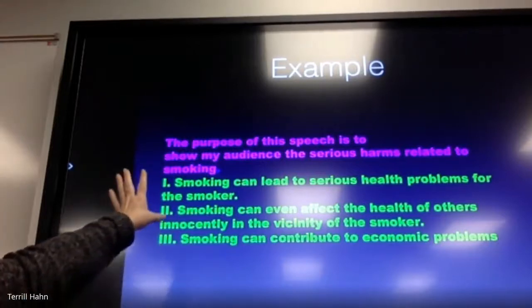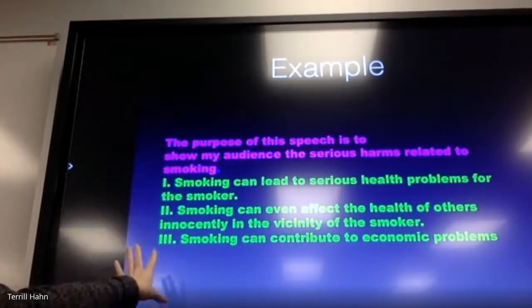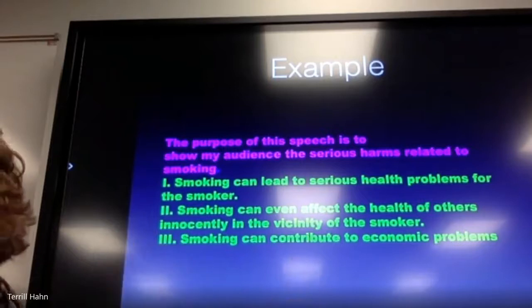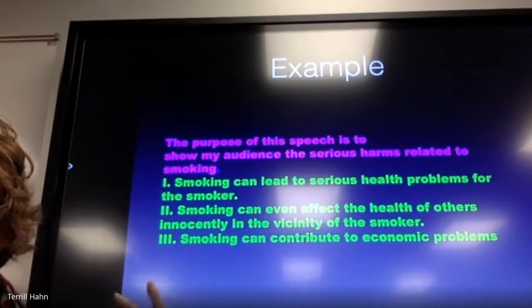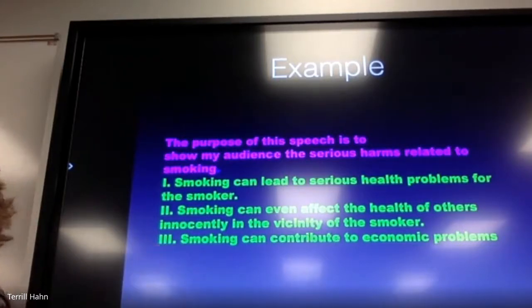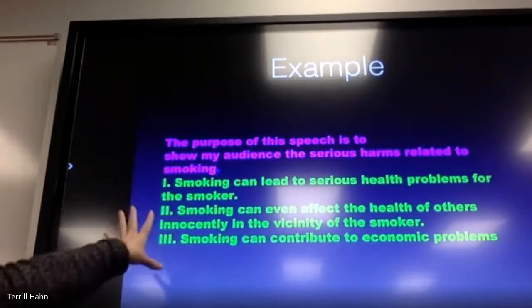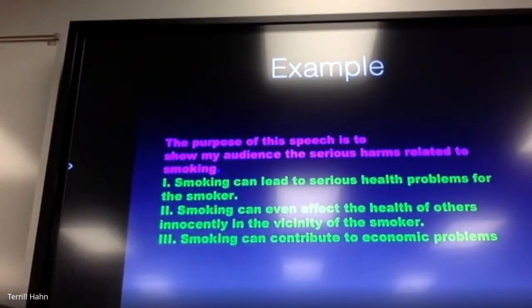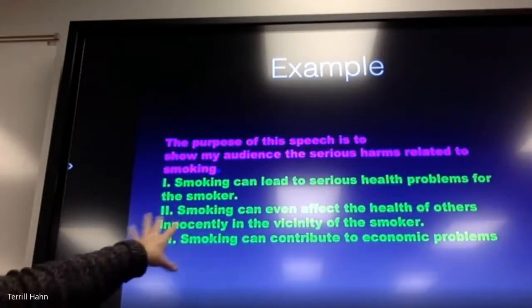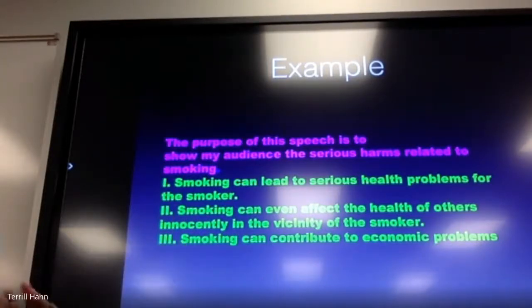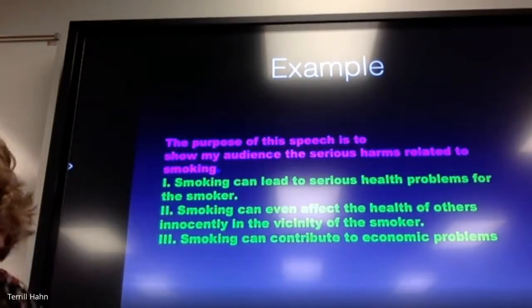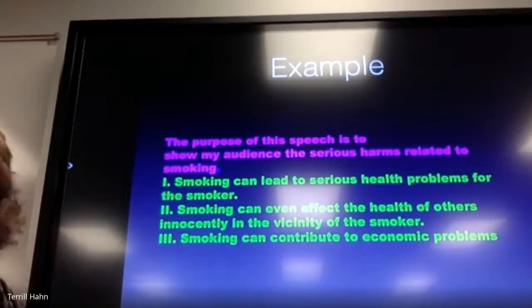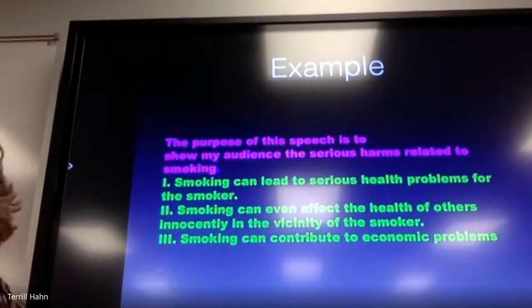And so we've got 3 Roman numerals. That's what we use to set up our main points. We're going to use Roman numerals for each main point. This is part of outlining, guys. So the first main point is smoking can lead to serious health problems for the smoker. The second main point, smoking can even affect the health of others innocently in the vicinity of the smoker. And the third point is smoking can contribute to economic problems. So these are the 3 areas this speech is going to cover.